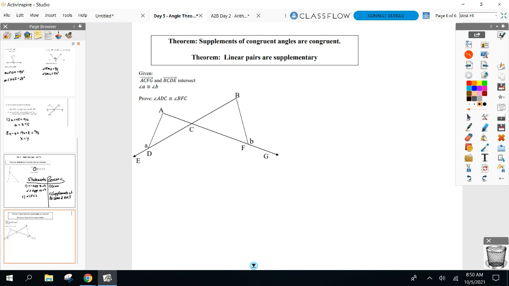Okay, so here we go. Angle A is congruent to angle B. Lowercase a, not uppercase. I'll erase those. Come on, you're better than that. Lowercase a, angle A, congruent to lowercase angle B. Angle ADC is congruent to angle BFC. The angles are right next to them.